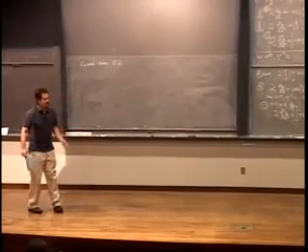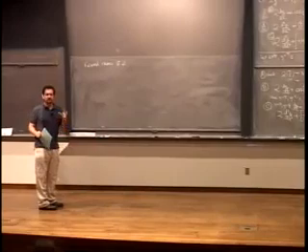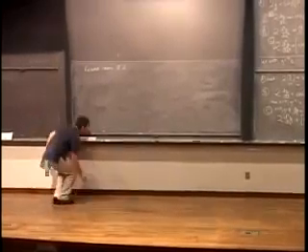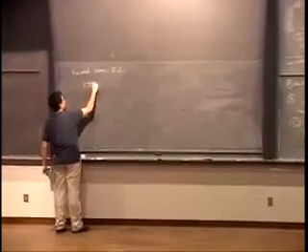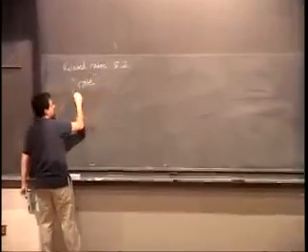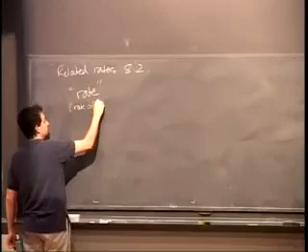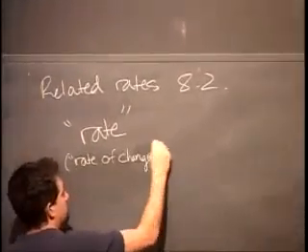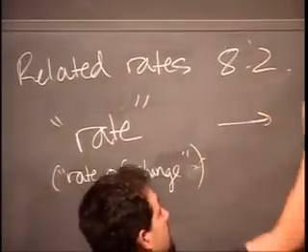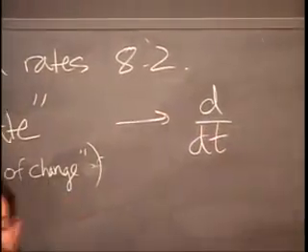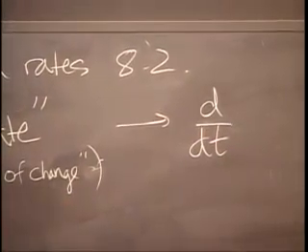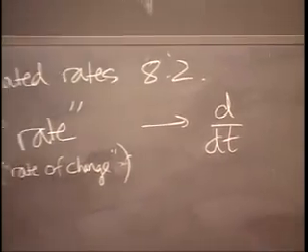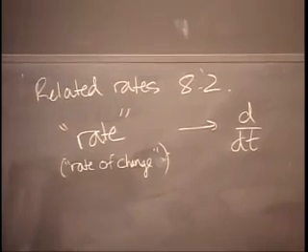Now, rates. What is the rate of something? Rate is a code word for d/dt. Whenever you see rate or rate of change, you should think d/dt, change with respect to time. It's rate, how fast is something changing? With respect to what? With respect to time. That's what I mean by fast, or change for that matter.